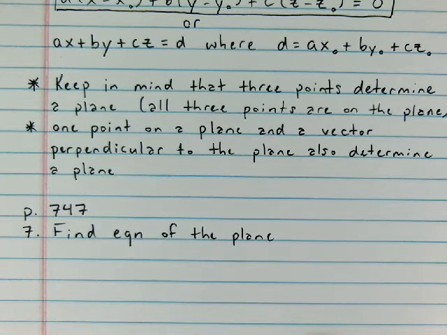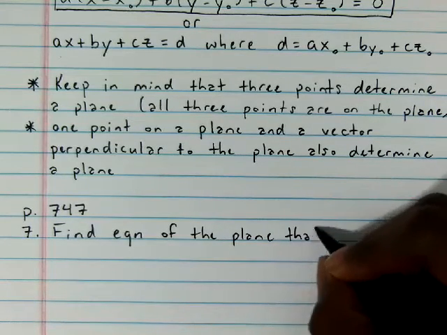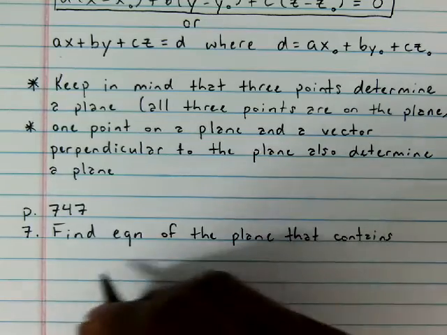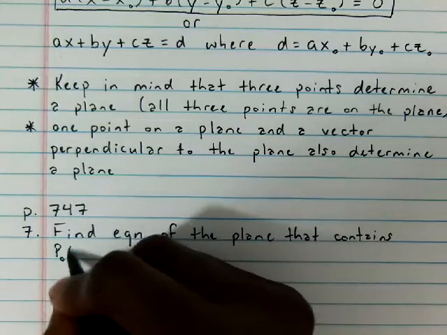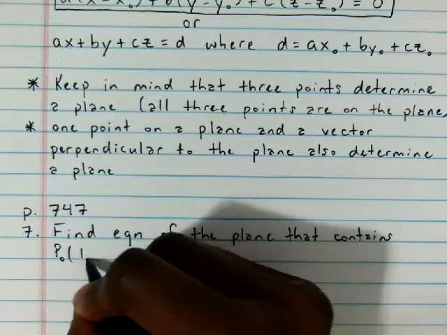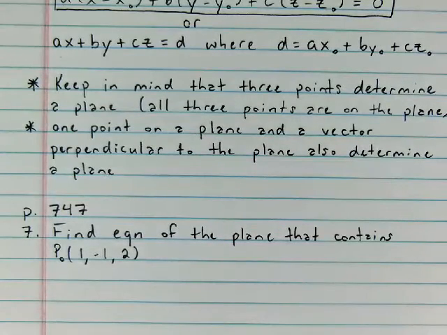It tells us find the equation of the plane that contains, so they give us a point P naught, 1, negative 1, 2. So we are halfway there. We already have a point on the plane. We just need a vector that's perpendicular to the plane, or a normal vector.